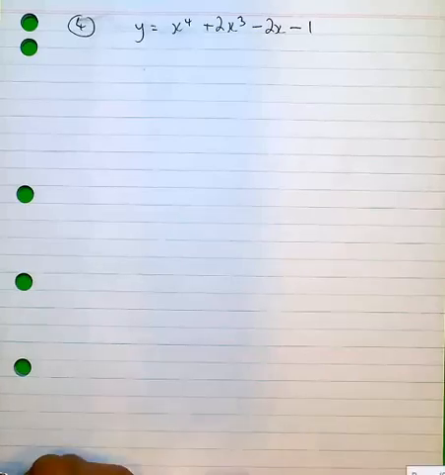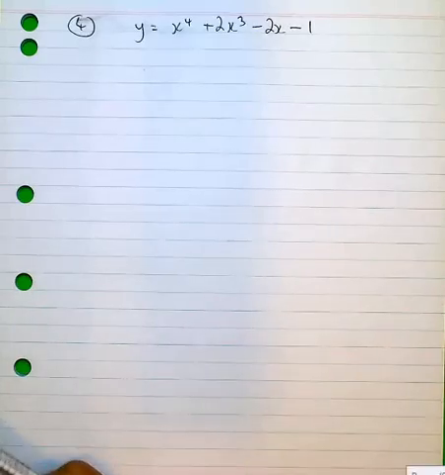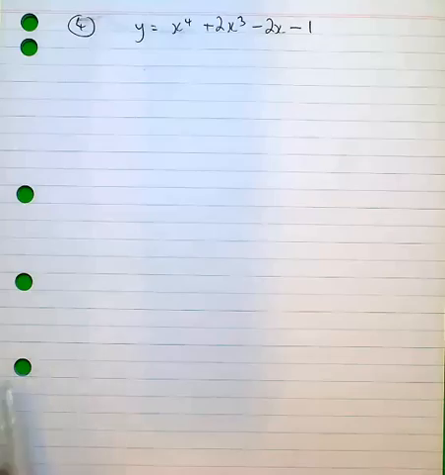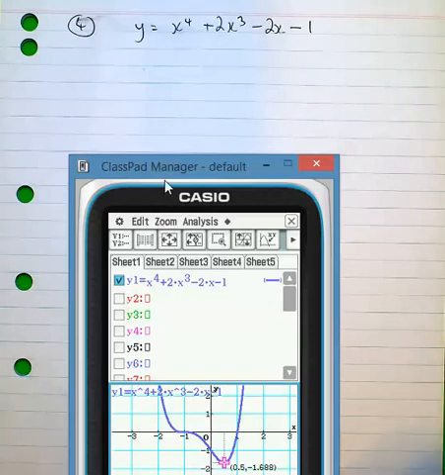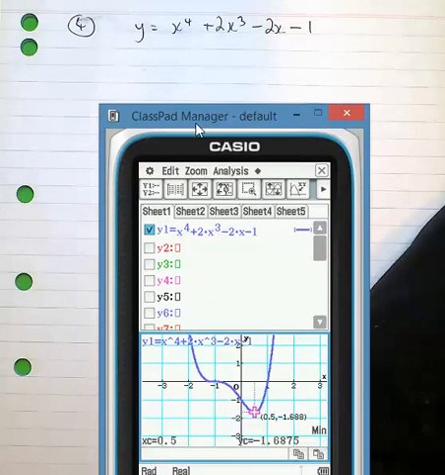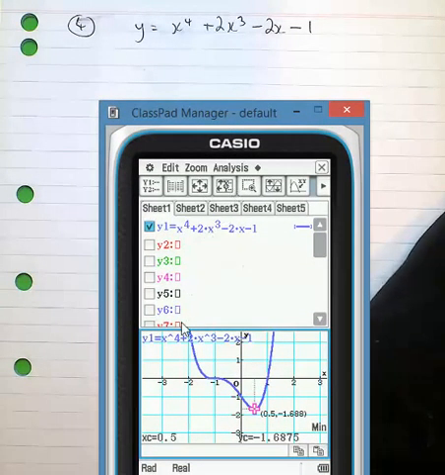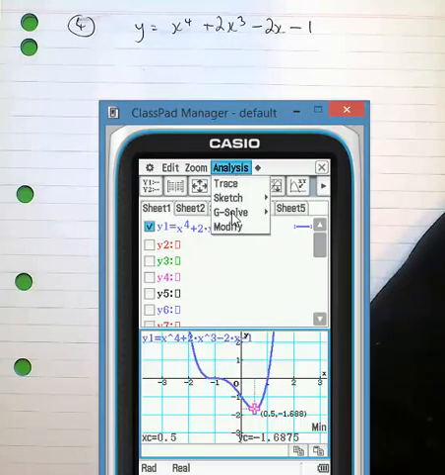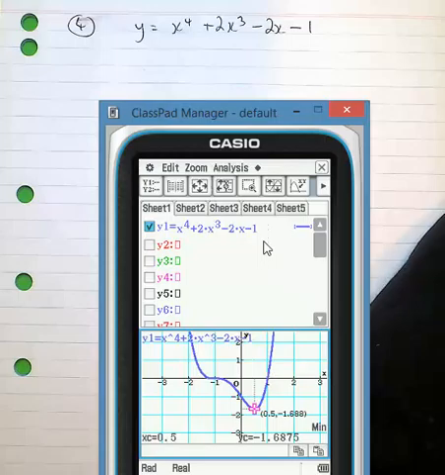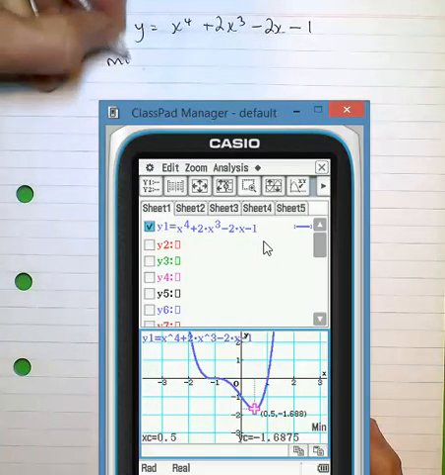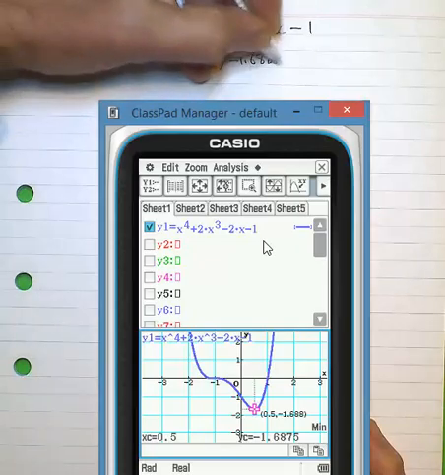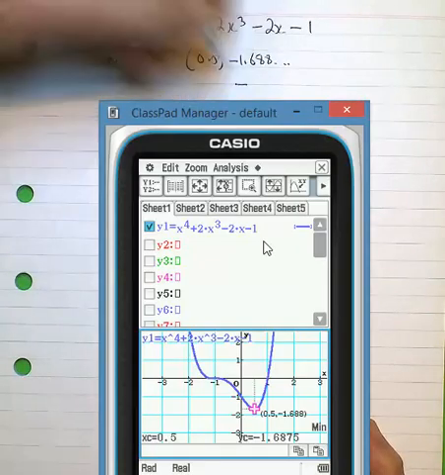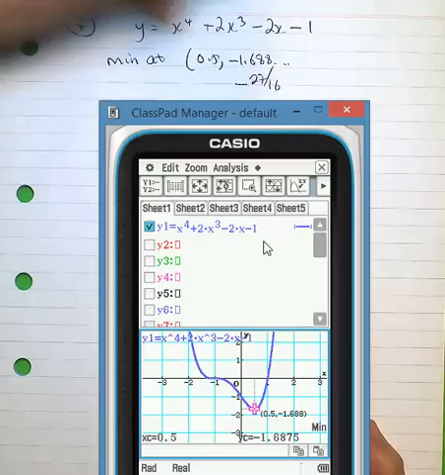In question number 4, you're asked to sketch this graph showing the intercepts, the turning points, and justify the nature of the turning points. Now, a quartic is probably beyond the course, so this is a problem where you should use your graphics calculator to assist you. You can see when you put that function in very quickly, if I go analysis, I've got my minimum at positive a half, negative 1.688, and that would be negative 27 over 16.